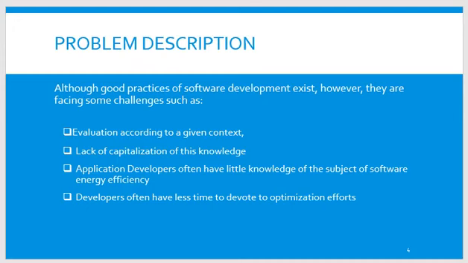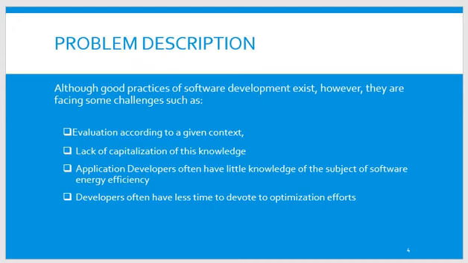The third problem we are facing is that application developers often have little knowledge of the subjects of software energy efficiency. That is to say, they aren't aware of the impact of optimizing their code on the energy consumption and on the decrease of pollution issued from the CO2 emission.